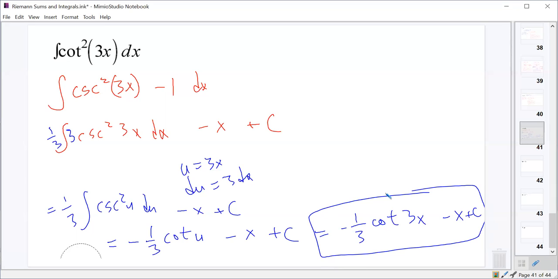Any issues with that? Or everybody good with that? Makes sense. So make sure that you don't forget you can rearrange your trig functions into something that's easily integrable. Any questions or problems there?